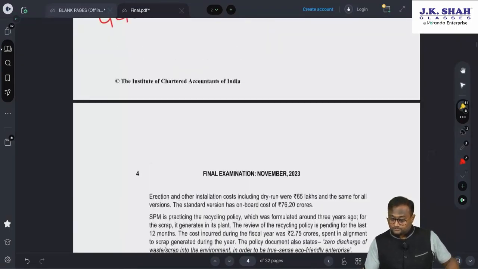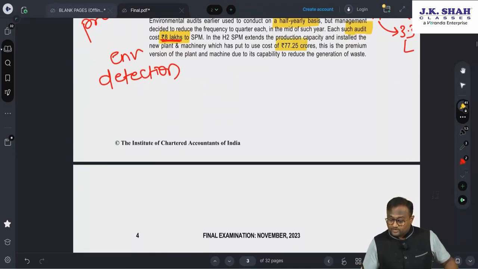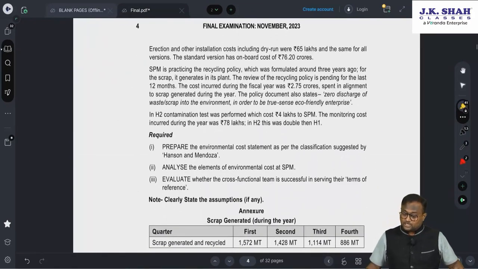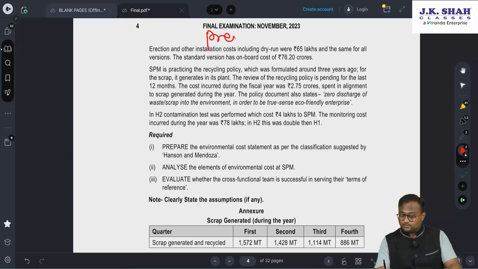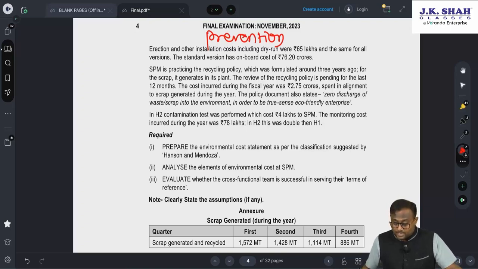Erection and other installation cost. 7725 crores is the cost of the asset. Erection and installation cost is 65 lakhs, and standard version of onboard rate is 76.20 crores, so 7620 lakhs. SPM is practicing the recycling policy. See, this was about prevention. But now if you talk about the next policy, recycling policy, this is also some type of detection policy, so you detect and you recycle.